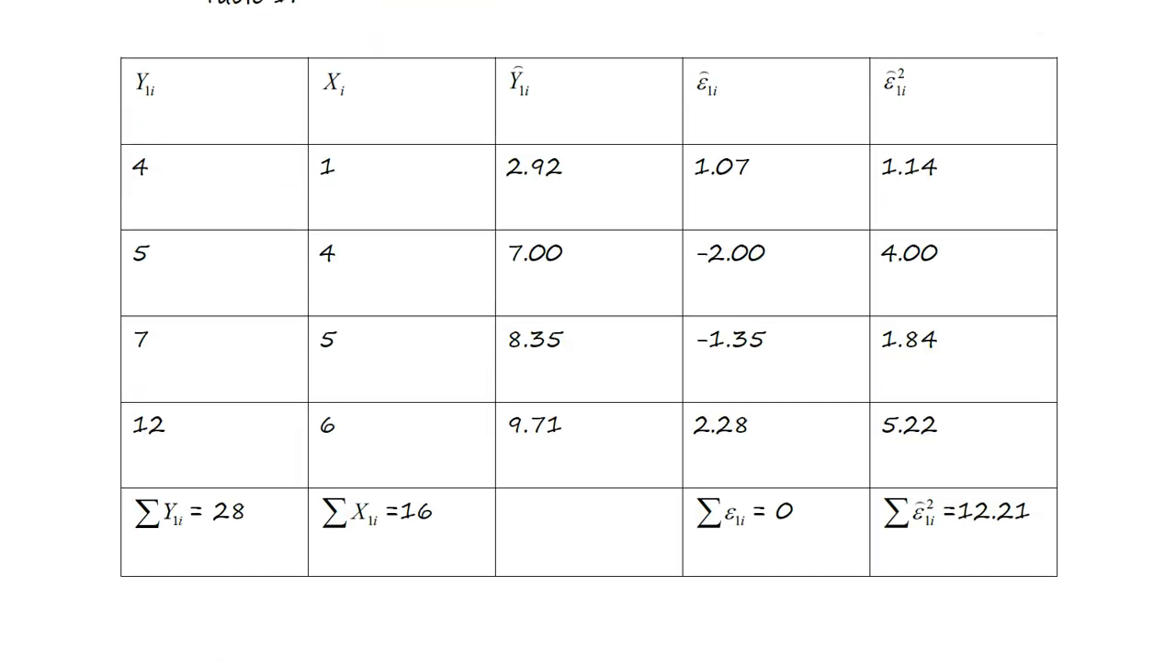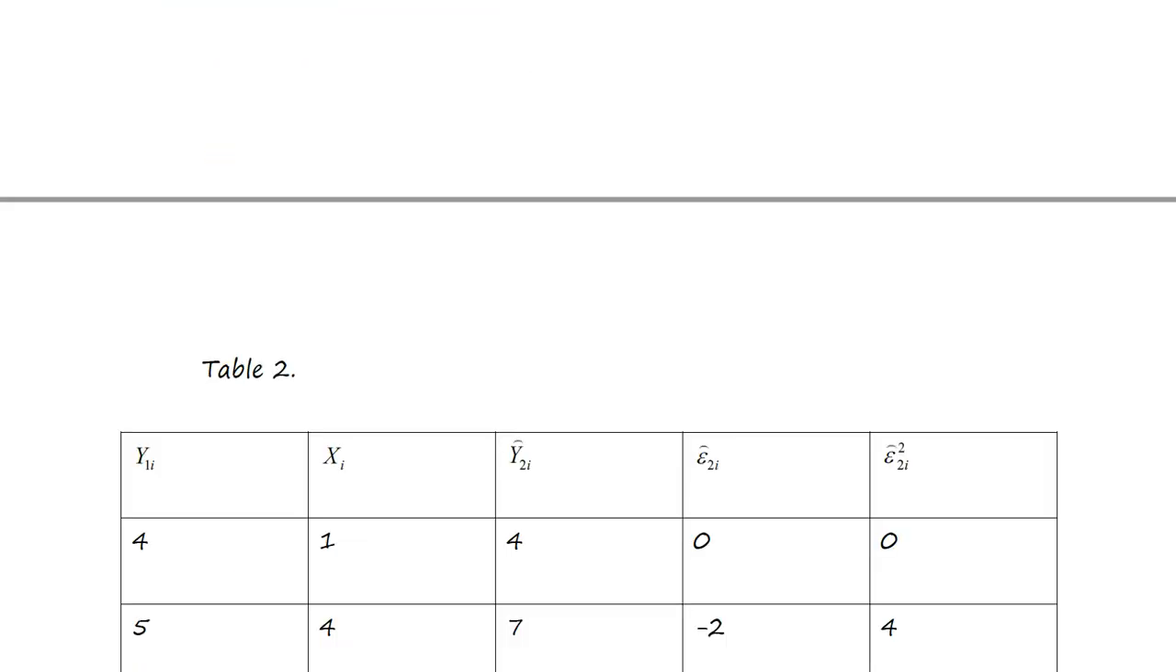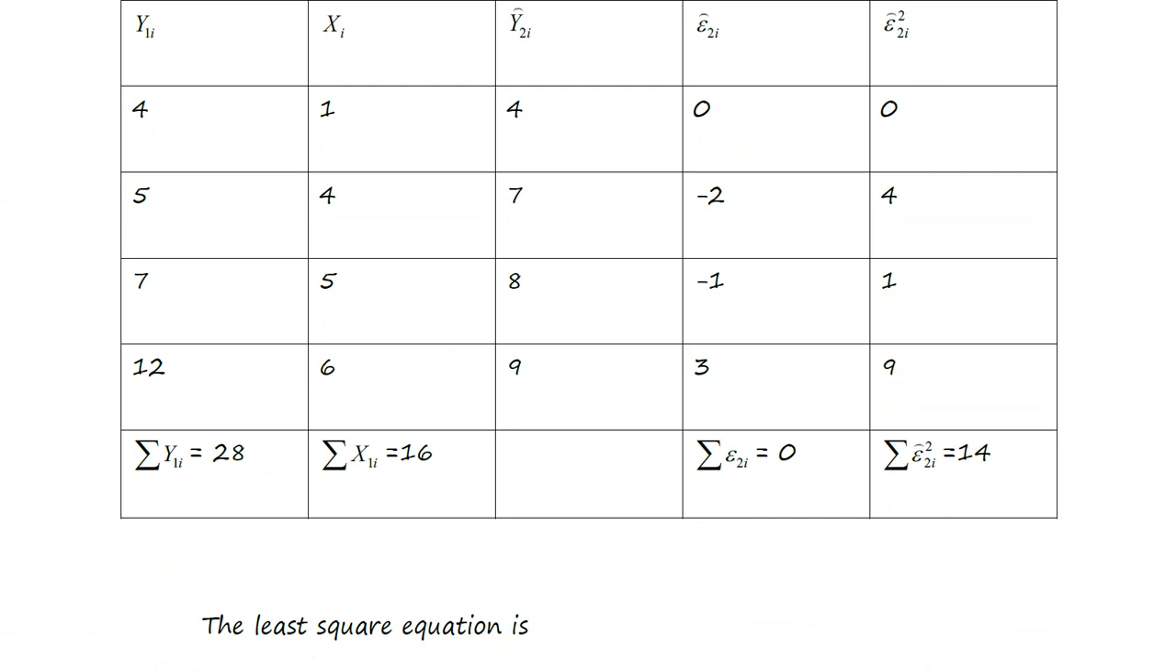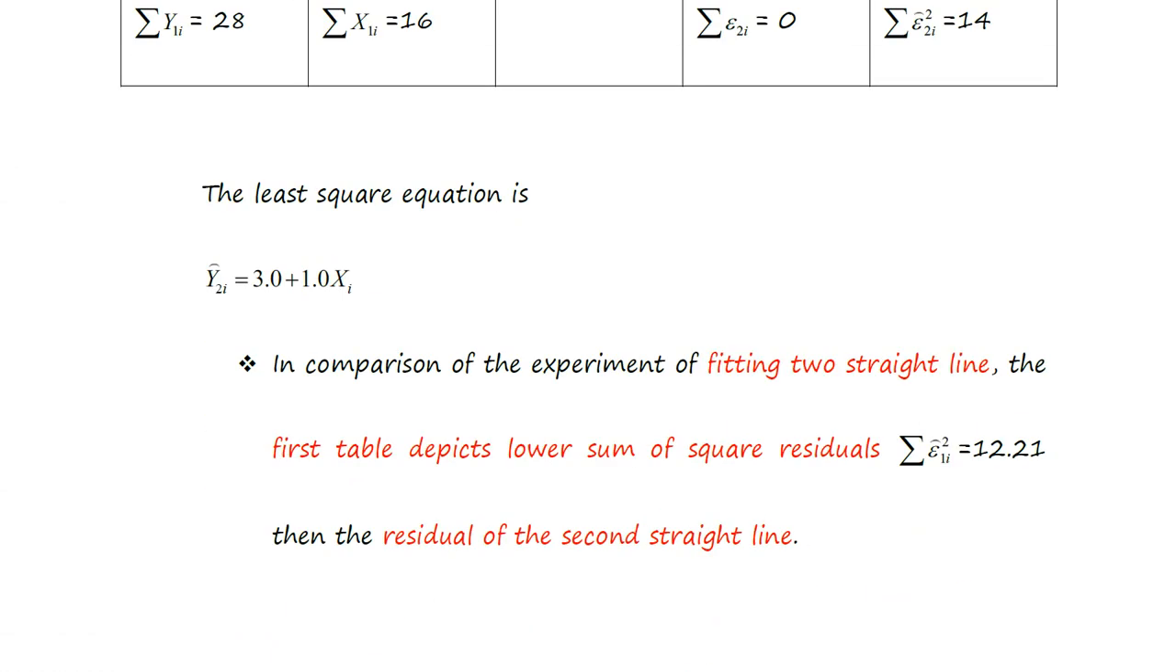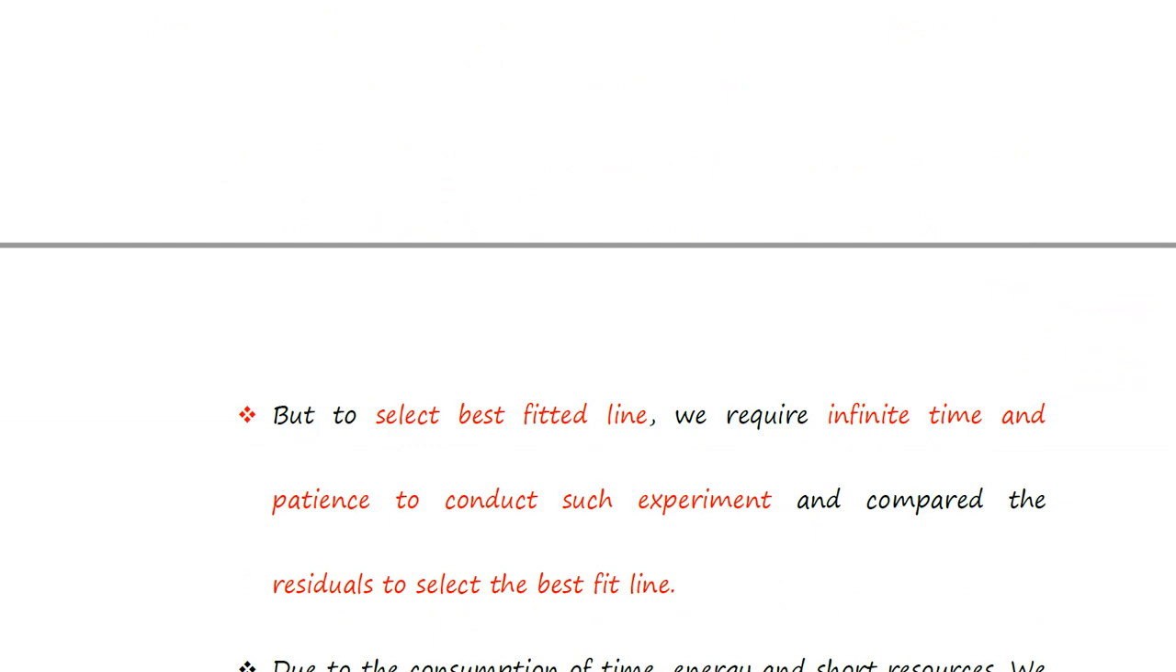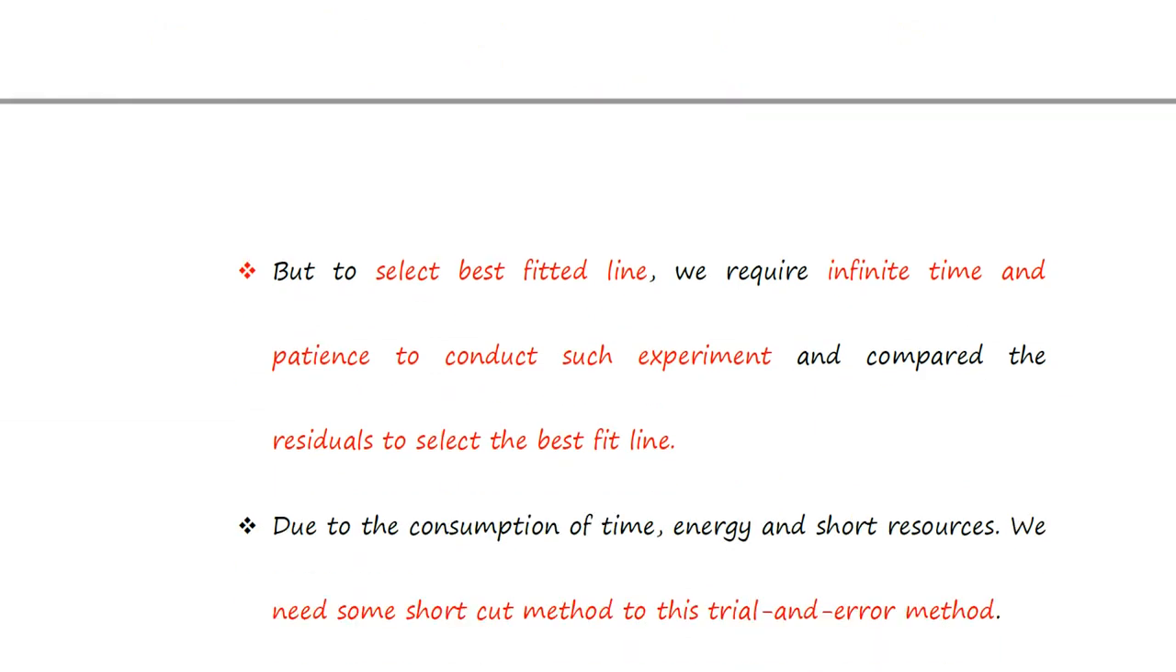By putting the x values in this formula, you get the y cap, and the error term is obtained by yi minus y cap. 4 minus 4 is 0, 5 minus 7 is minus 2, 7 minus 8 is minus 1, and so on. The error term is 0 with minimum value. In the above table the value is also 0, and here is also 0, and by squaring this column we get the sum of squares of residuals equal to 14. So by comparing these two, we have the minimum value here. So this is the line of best fit according to these two tables.